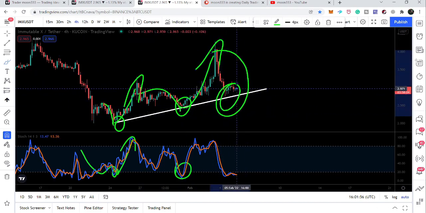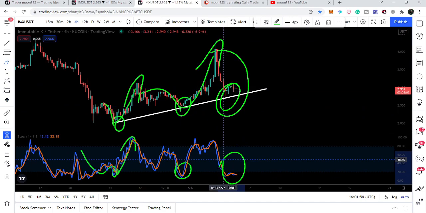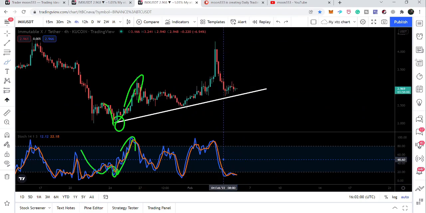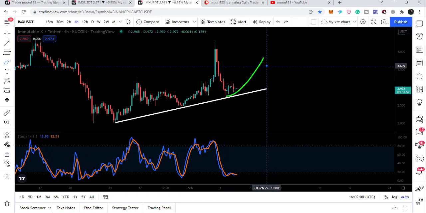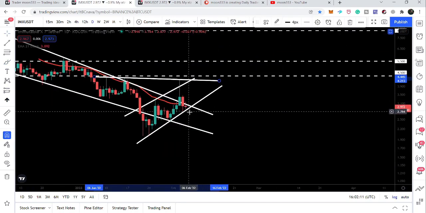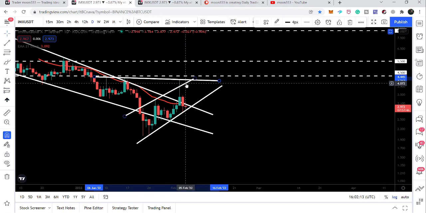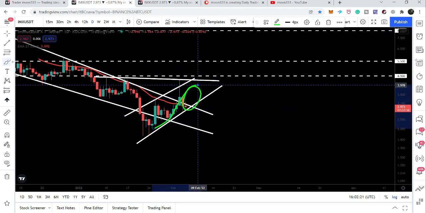Right now we are again at this support, and the stochastic again entered the oversold zone. Now if the stochastic turns bullish, most probably the price line will again follow the signal of the stochastic, and we will have another reversal move towards the upside. And in that situation, the price line can again reach the resistance of this channel that is approximately at $4.07. And in that situation, we will be again out of this resistance of the falling wedge.